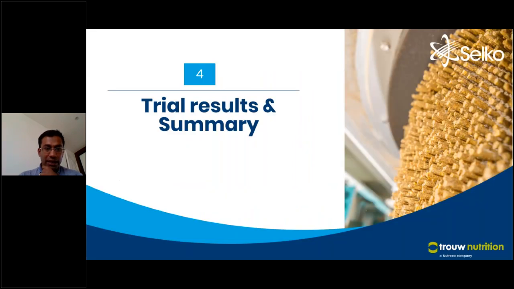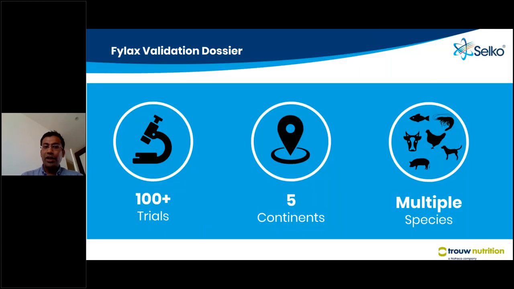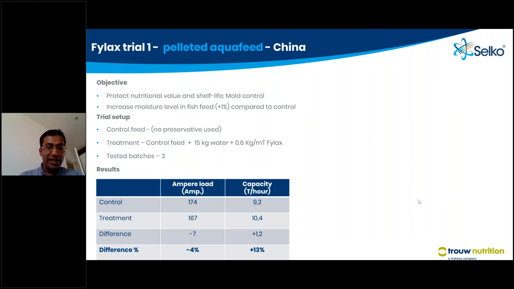Next one. The trial summaries, of course, these are lab trials, and we have done a lot of field trials, commercial field trials. I'm going to go into a couple of them, aqua specific. We have done trials in more than 100 different trials, both in laboratory controlled conditions, but also in commercial conditions, and on 5 different continents, and also tested in many different species, including fish feed and also shrimp feed. So I'm going to take a couple of examples considering time constraints.